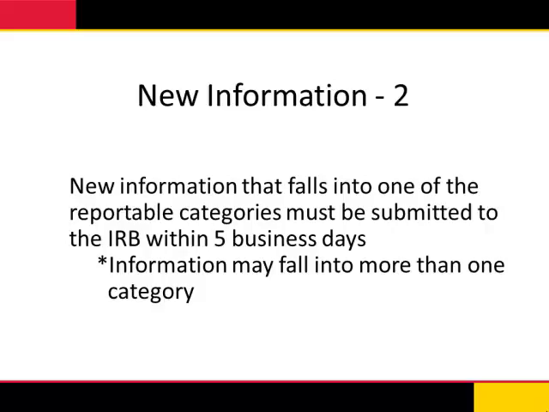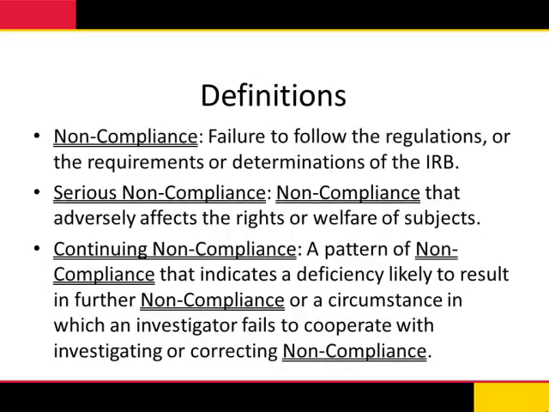Something also to be aware of is that information can fall into more than one category. So the categories that we have, I believe there's 13 of them, you can actually choose more than one category for an event to fall into. Some definitions. These definitions are on our website. These are definitions that the IRB uses to determine when they're reviewing information that comes into the IRB. We'll be referring back to these.